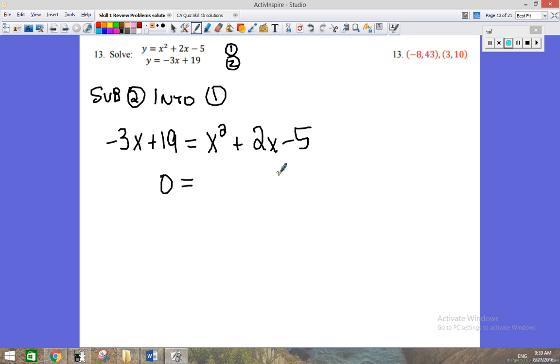That's a quadratic equation. Get it in standard form. x squared, add 3x, I've got 5. Subtract, and that's 24. That can easily be factored.